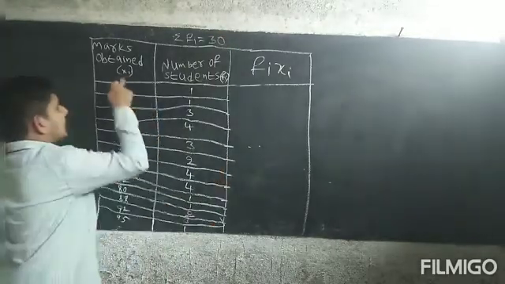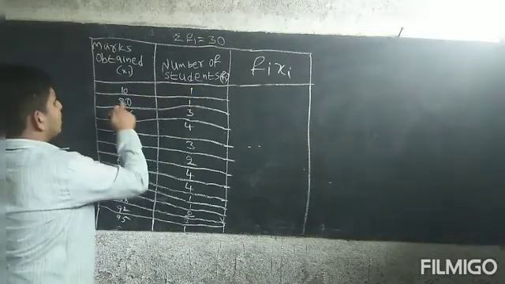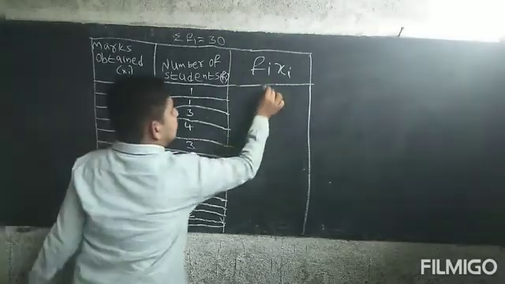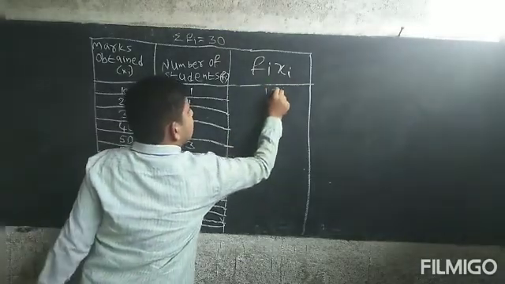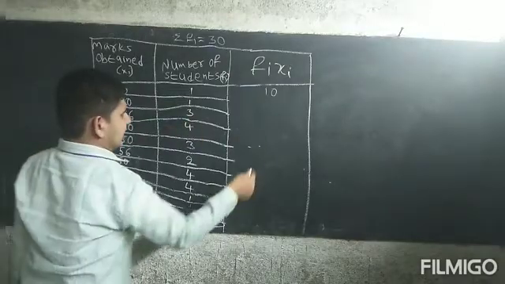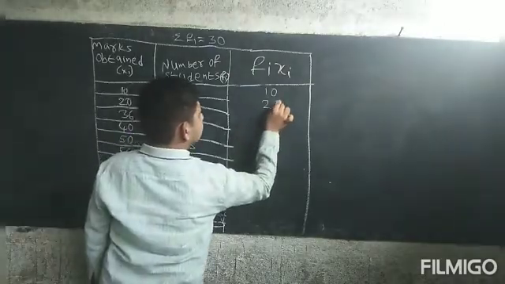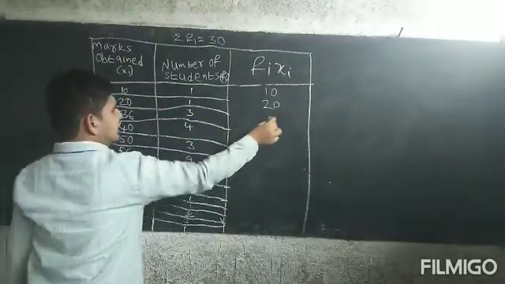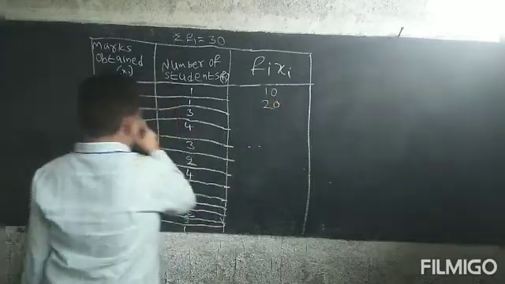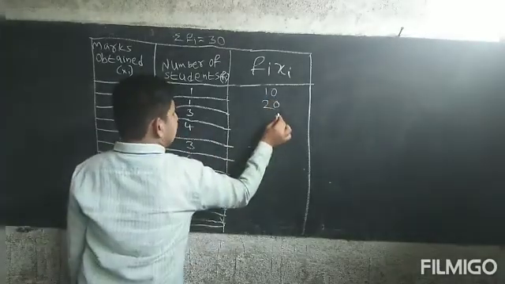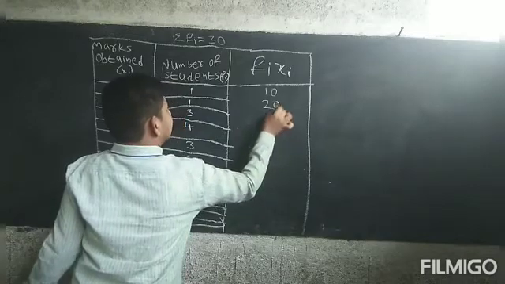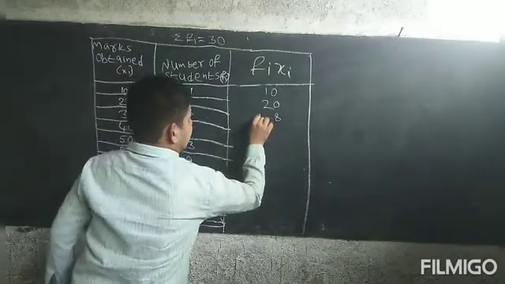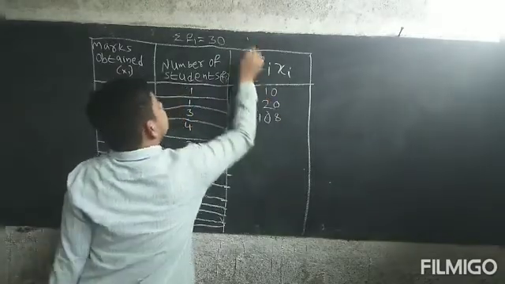Okay? Here the x value is there, the fi value is there, so directly multiply them. Okay? 10 into 1, 10. 2 into 10, 20. Now 3 into 6, 18. 3 nines are 27. 9 plus 1, 10.